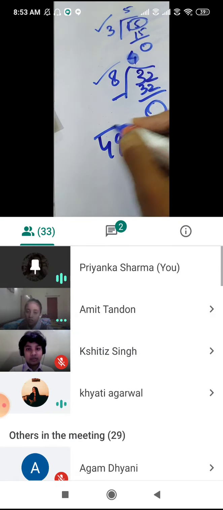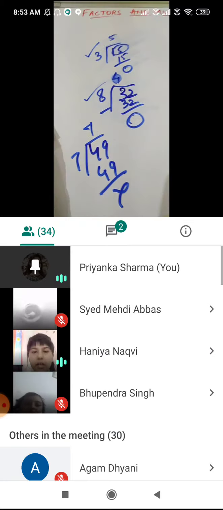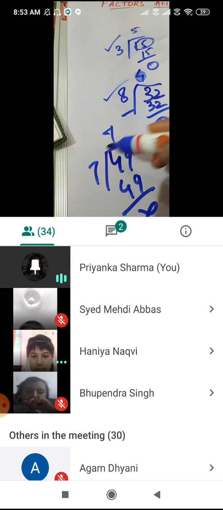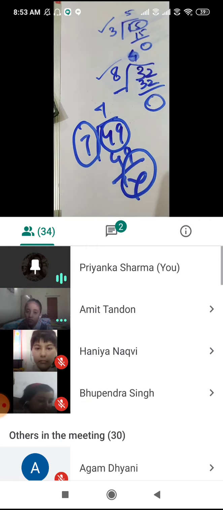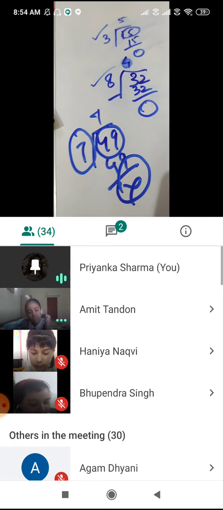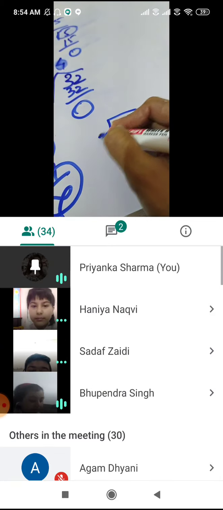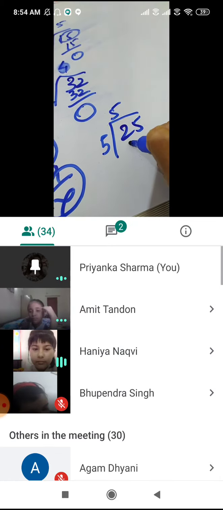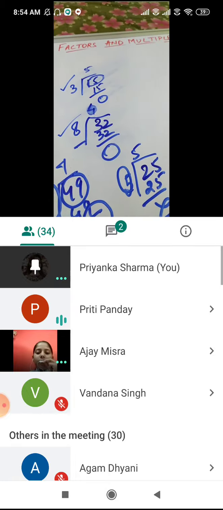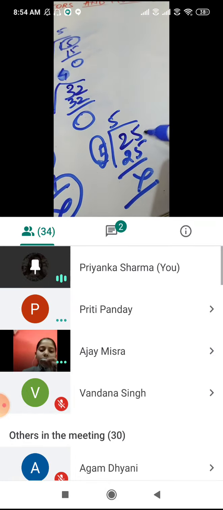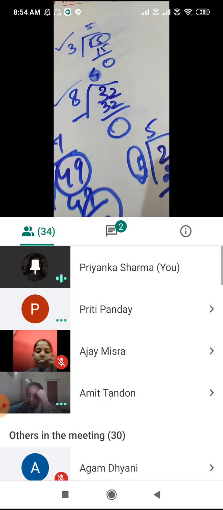Now, if we divide 49 by 7, 7 sevens are 49. So this shows that 7 is the factor of 49. Why? Because the remainder is 0. Clear? Then the last one, 5. Very easy. If we divide 25 by 5, 5 fives are 25. That means the remainder is 0. So this shows that 5 is the factor of 25. Is this first question clear to everybody?